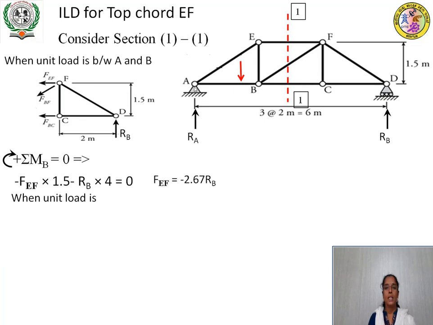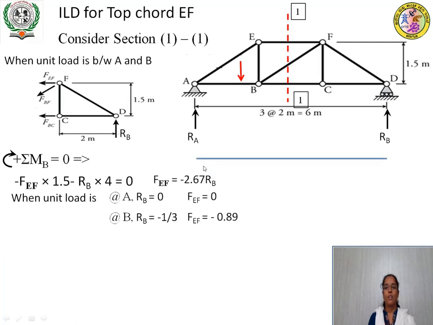Let us apply the boundary conditions. When the unit load is at A, RB will be equal to 0. Therefore, force in member EF will be 0. Next, when the unit load is at B, RB will be 1 by 3, not minus 1 by 3, it should be 1 by 3. If you substitute it, force in member EF will be equal to minus 2.67 into 1 by 3, that is equal to minus 0.89. Let us draw the variation. Draw the baseline first. It varies from 0 to minus 0.89. Minus means draw it below the baseline, for an ordinate of 0.89.